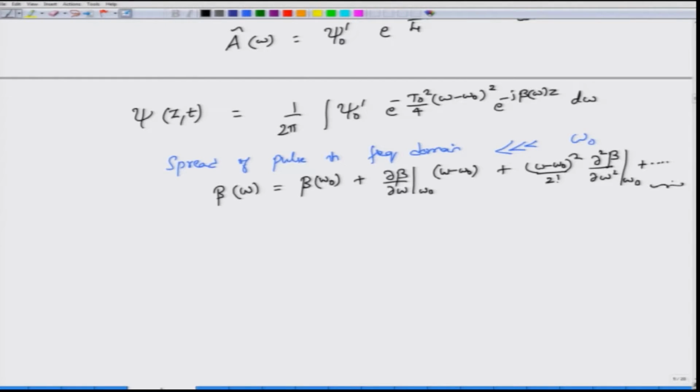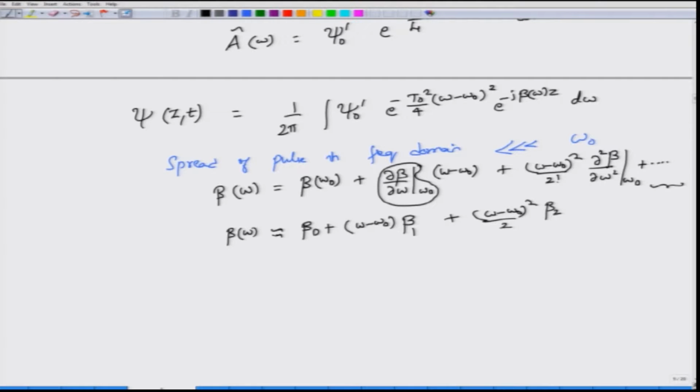These terms are going to be small, so we can neglect them, and this term del beta by del omega at omega 0 in the literature is denoted as beta 1. So, you have omega minus omega 0 into beta 1 plus omega minus omega 0 square by 2 into beta 2. Beta 2 denotes the second order derivative of beta with respect to omega, which is evaluated at the carrier frequency omega 0, and this beta of omega 0 can be written as beta 0 itself. So, this is the approximate expression for beta of omega. I have neglected all the third order and higher order terms. In case this neglection is not good, you can include those terms also.